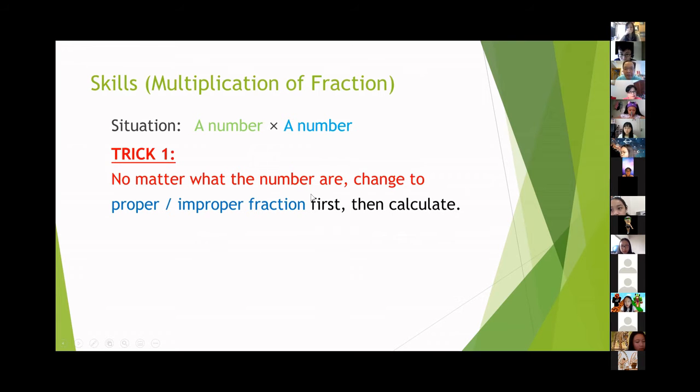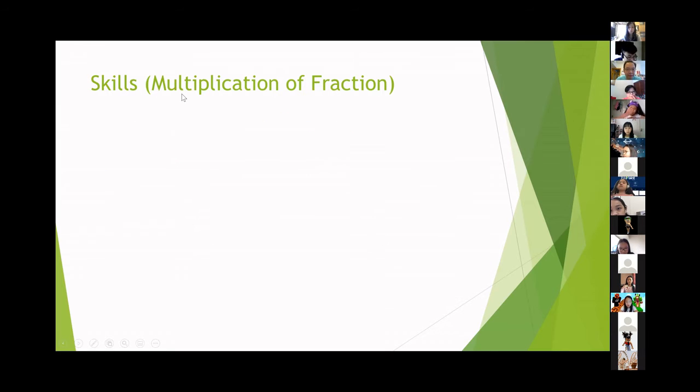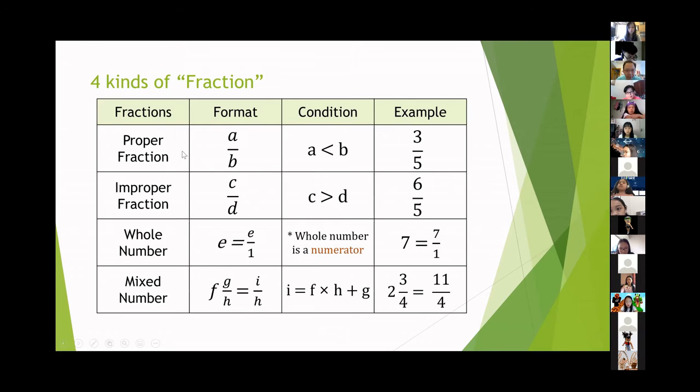No matter what the numbers are, change the number to a proper fraction or an improper fraction first, then calculate. What does it mean? Proper fractions and improper fractions are just one number over one number. We are not having a whole number part. Even if it is a whole number, for example, 7, we change it to 7 over 1.